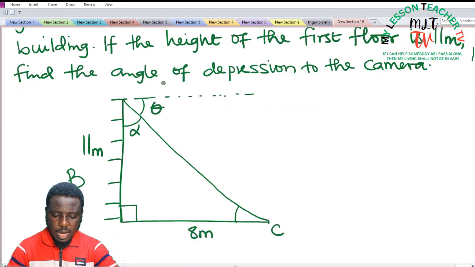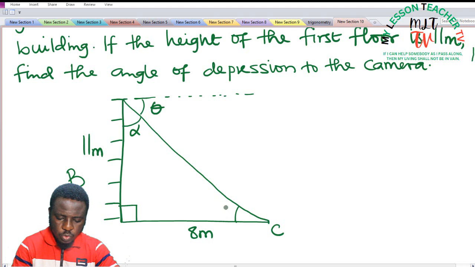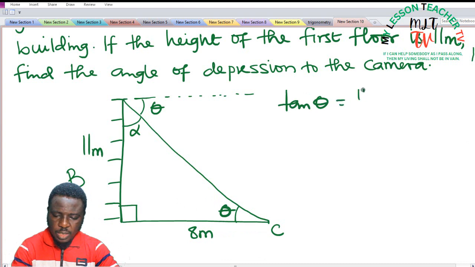In geometry, angle C is also equal to theta degrees. If we look for angle C, it is equal to angle theta. So we can then use the trig ratio in getting our angle theta. Now we have a relationship between angle theta, the opposite side, and the adjacent side. And using our trig ratio, we know that the ratio of the opposite side to the adjacent side is said to be tan theta. So it therefore means that tan theta is equal to 11 divided by 8.